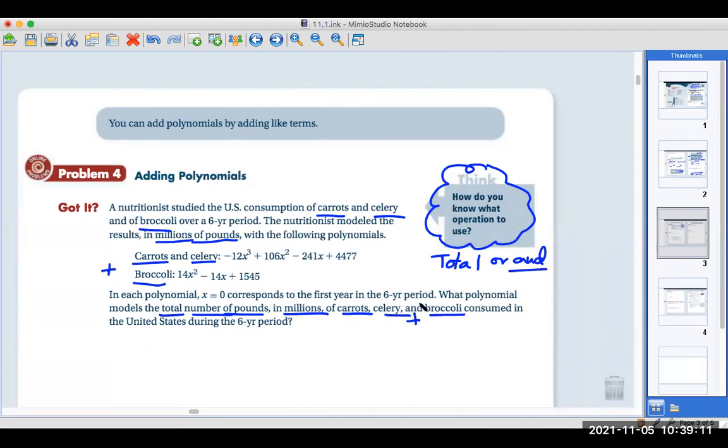Right here means plus. Or you add it, okay? So you're going to write carrots plus celery plus broccoli. All good stuff.